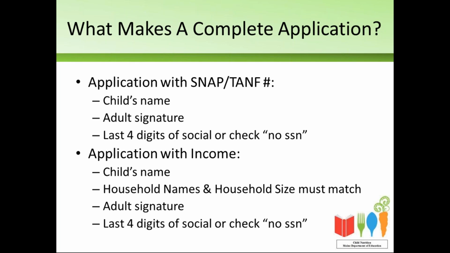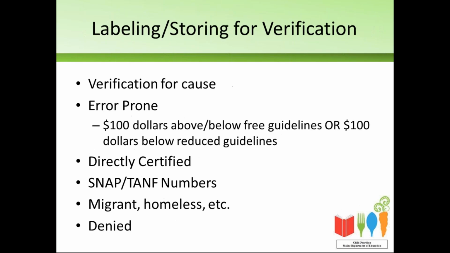An income application needs the child's name, the household names, the members of the household, and the signature. The household size must match, income for whoever in that family has income, the adult's signature, and they must include on the income application the last 4 digits of the social or check the no Social Security number block.